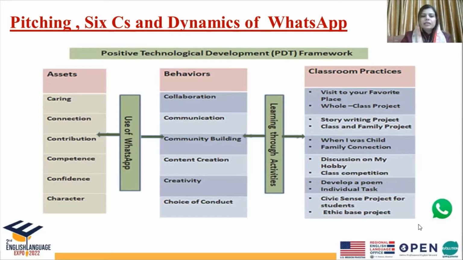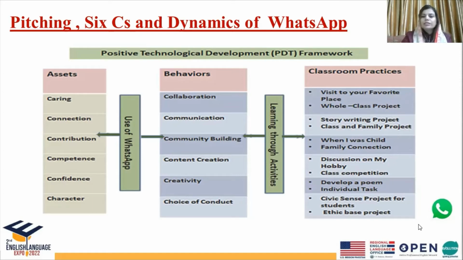assets in our mind. And then the way we were focusing on different behaviors, just as we have shared, we have the six C's idea, which contains collaboration, communication, community building, content creation, creativity, and choice of conduct. So these were the six ideas that we were there to notice in our learners. So that's why we practically implemented the idea, and we try to engage them in certain classroom activities which may develop all these six C's.